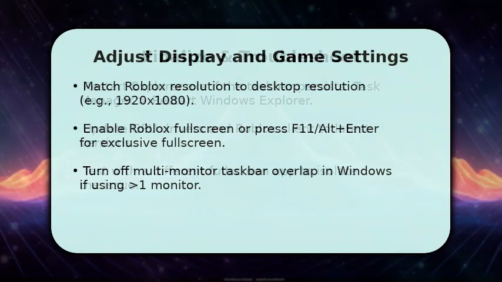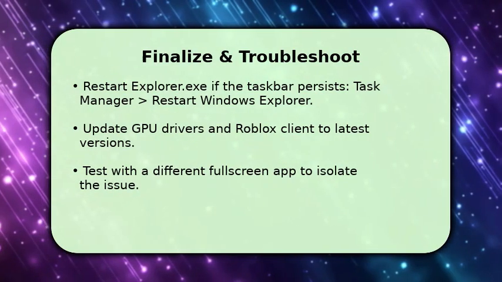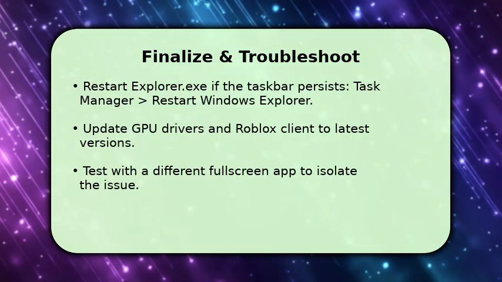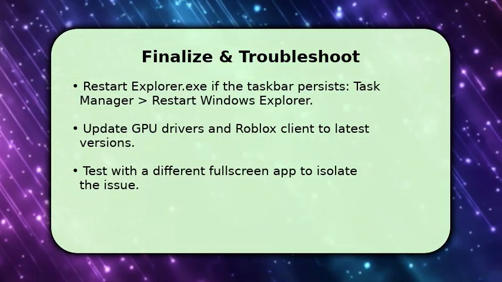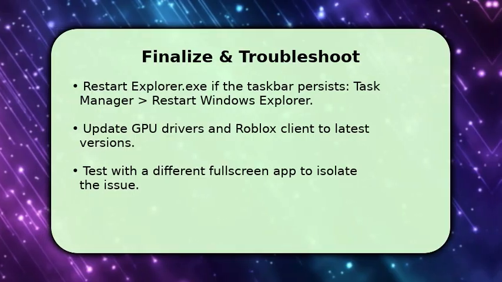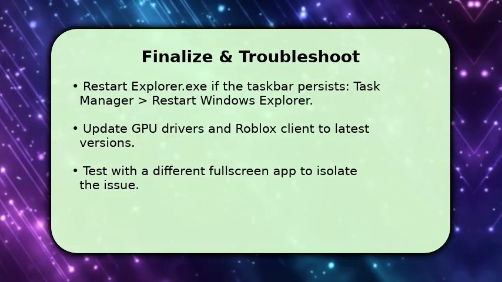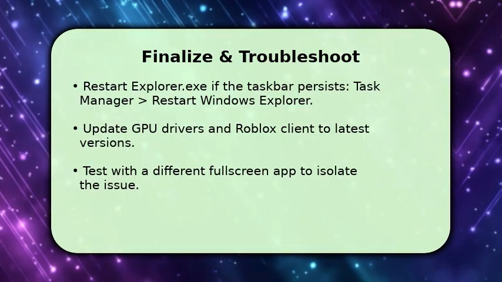Finish by applying final fixes and testing for persistent problems. If the taskbar still shows, reopen Task Manager, find Explorer.EXE and choose Restart. This resets the taskbar and often clears display glitches.